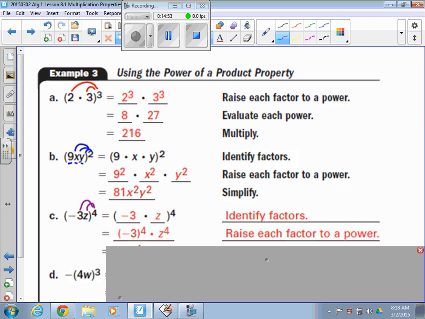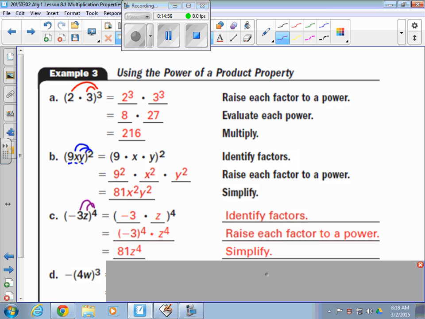And then make sure both of them get raised to the fourth power. Negative 3 to the fourth power is negative 3 times negative 3 four times, which gives you a positive 81. We know that because it's an even amount of an exponent. Positive 81 z to the fourth power.